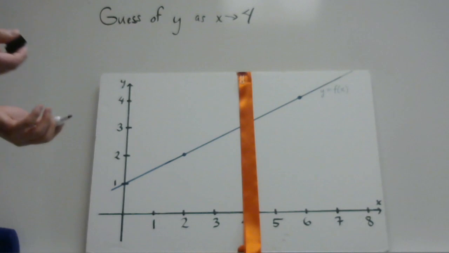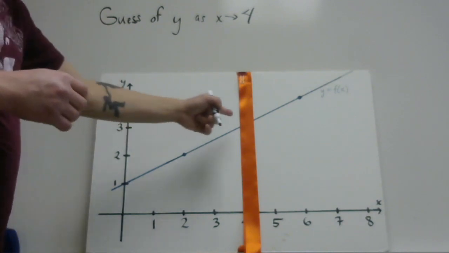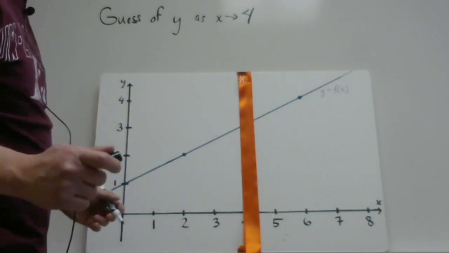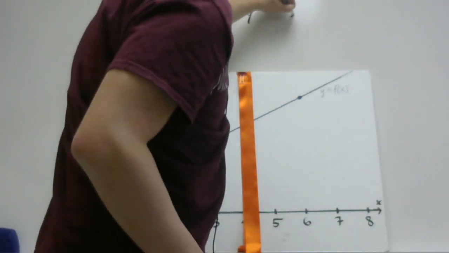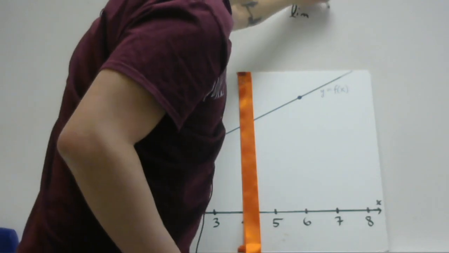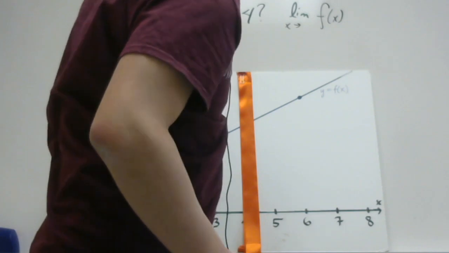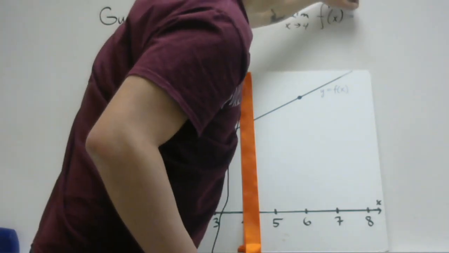In fact, what would we really guess if x were equal to 4? Well, we should be guessing that y would be 3. And so the way that we write this is the limit of this function f of x as x approaches 4 is equal to 3.